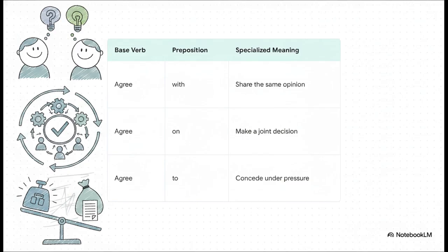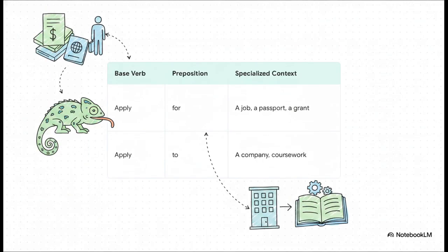Precision really is everything in academia. We see that exact same chameleon effect brilliantly illustrated with the verb apply. You apply for something you want to obtain, like a job, a passport, or a research grant. But you apply to an entity or situation, like submitting your resume to a company, or stating that a specific theory applies to your coursework. Grasping these subtle nuances will make your writing incredibly sharp.